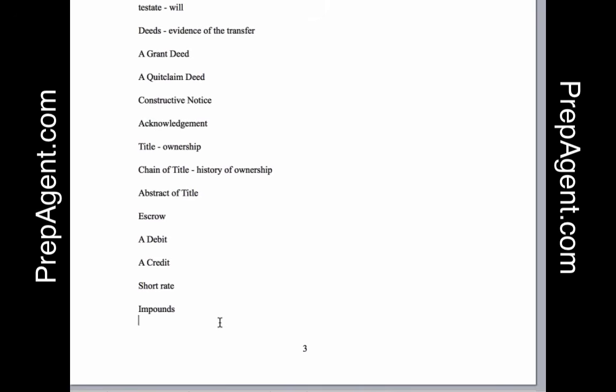Why is that important? Because there could be liens on the previous owners. You would need to know who they are, which would affect the title, right? Right. Which would affect my ownership as the new owner.